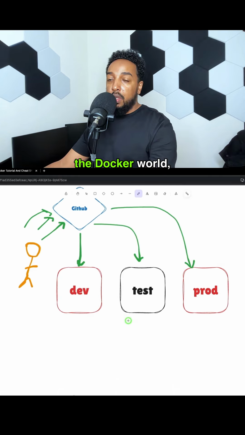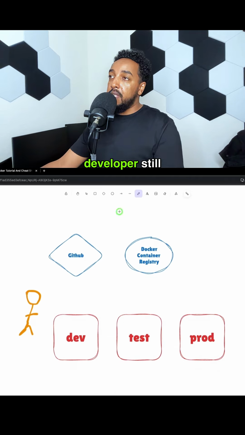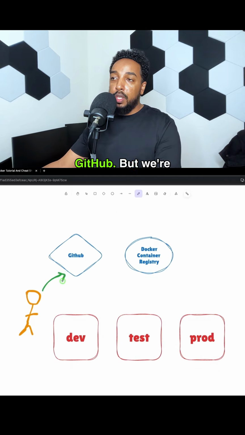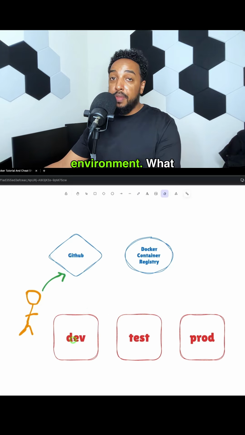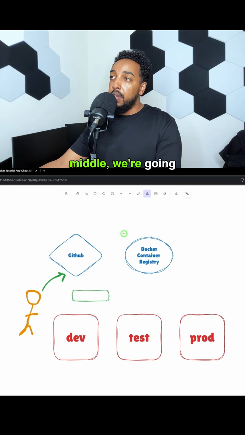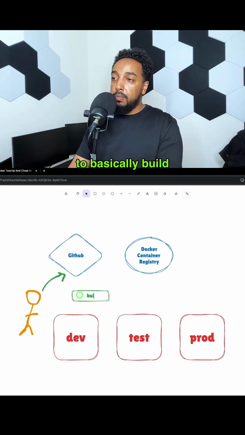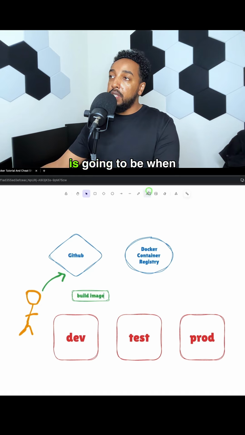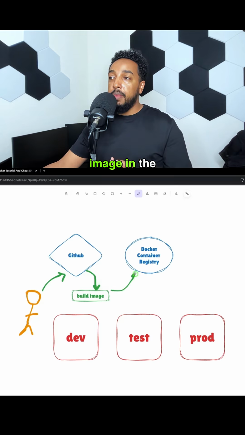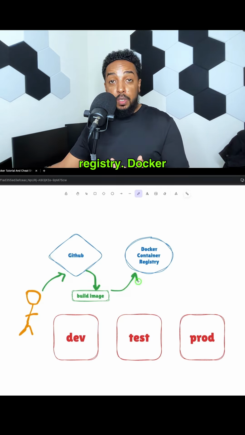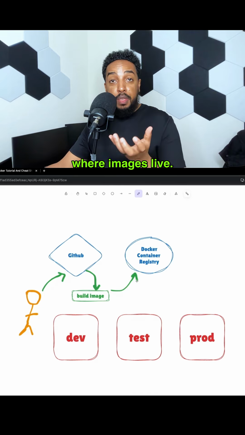But when you come to the Docker world, the difference is the developer still puts their code into GitHub, but we're not going to deploy the code from GitHub into a dev environment. What we're going to do is have a process in the middle. When the code is deployed, the first thing we're going to do is build the image. We build the image and store it in a Docker registry. A Docker registry is a place where images live.